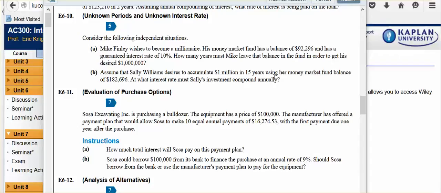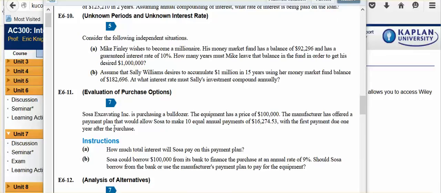The price of the bulldozer is $100,000. They have been offered a payment plan by the manufacturer that says, hey, give us 10 payments of $16,274 and the bulldozer's yours, right? So they're going to finance it. So how much interest would they be paying?